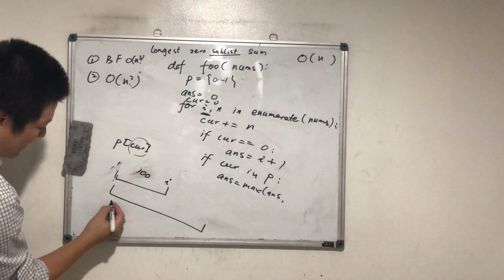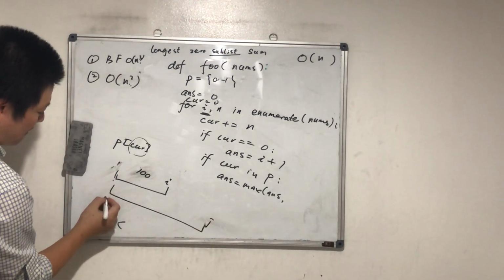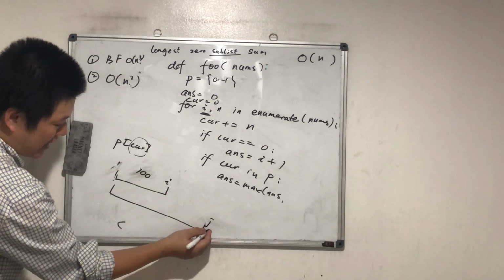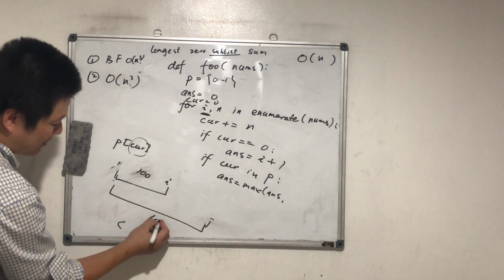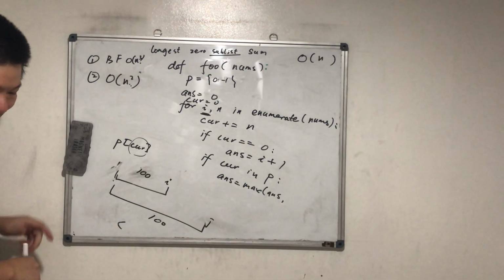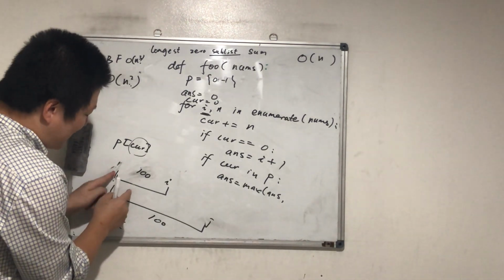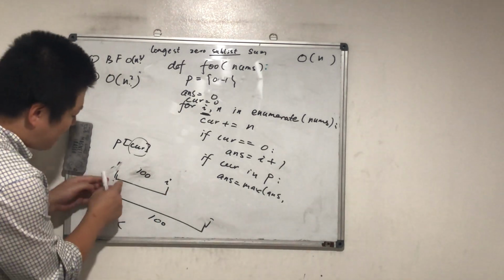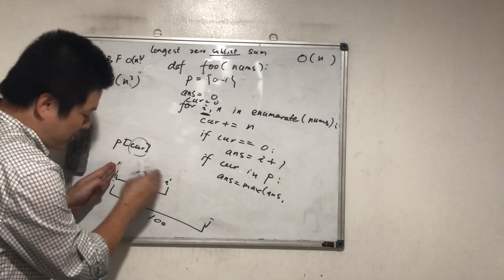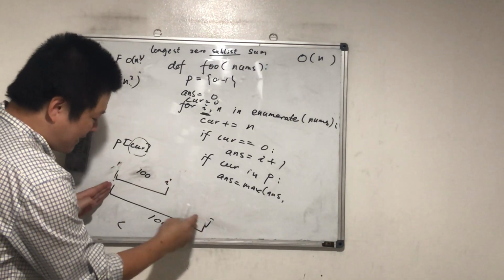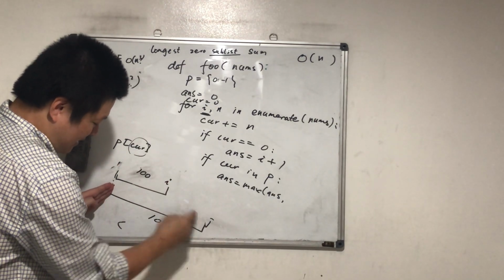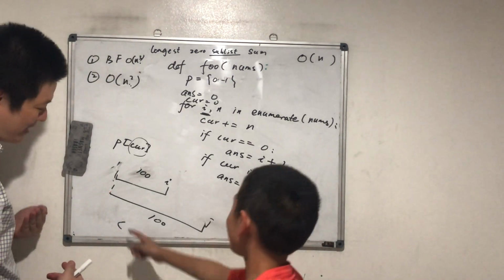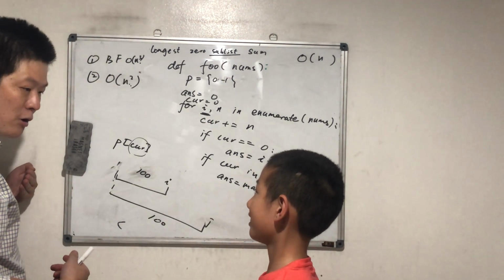And then I found later j here, from the beginning to j, where j is bigger than i, is also 100. What does it mean? The sum of the numbers in this range is 100, and the sum of this range is also 100. Can you tell me what it means?